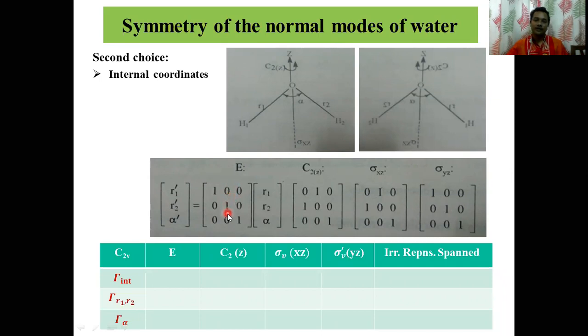Now if we get all the characters like this and sum them up, I get 3 here. That is going to be the representation we are going to get. For identity this is going to be 3. Then for C2 it is going to be 0 plus 0 plus 1, so that is 1. Sigma v xz, again it is going to be 1, and then for sigma v yz it is going to be 3.